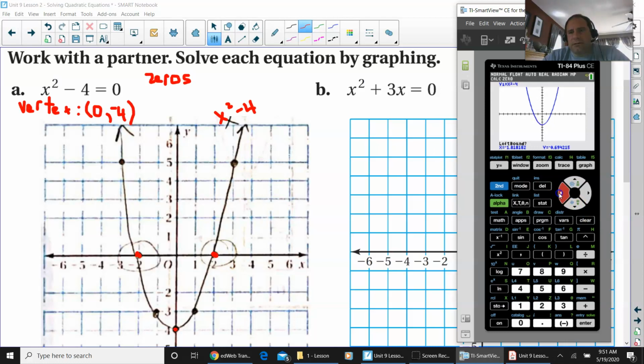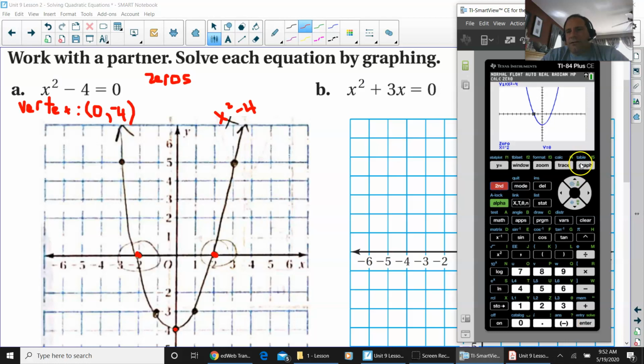Left bound of where it crosses the x-axis for the first time on the left side first is enter, and you press enter, and then you could go to the right side of that and press enter, and then guess. You can move it right about here and press enter, and that's your 0. Obviously you could tell exactly that x equals -2. Let me just go over that one more time on the other side now.